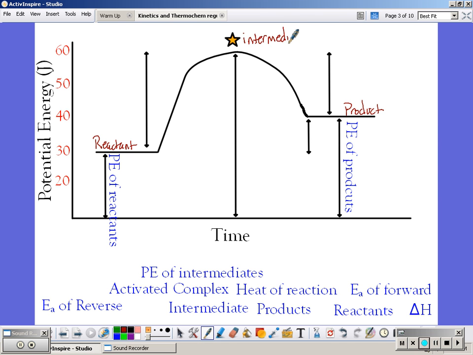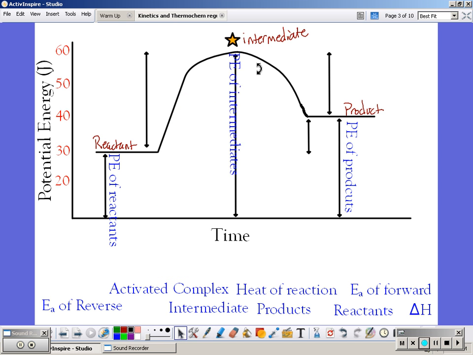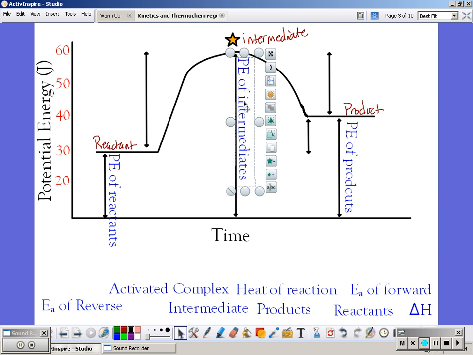Now, in between a reactant and a product, you could have an intermediate. So this is a compound that is not a reactant nor a product. It just happens in between. So the potential energy of the intermediates would be the arrow going from the x-axis to the intermediates. Now there's another word for intermediate, and that is activated complex.